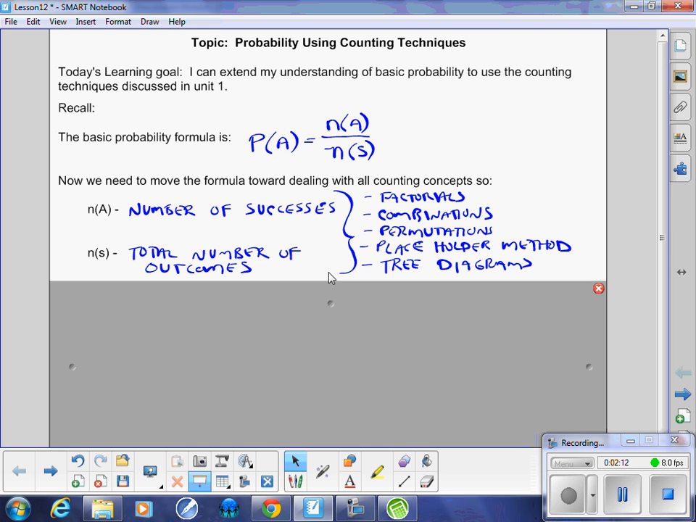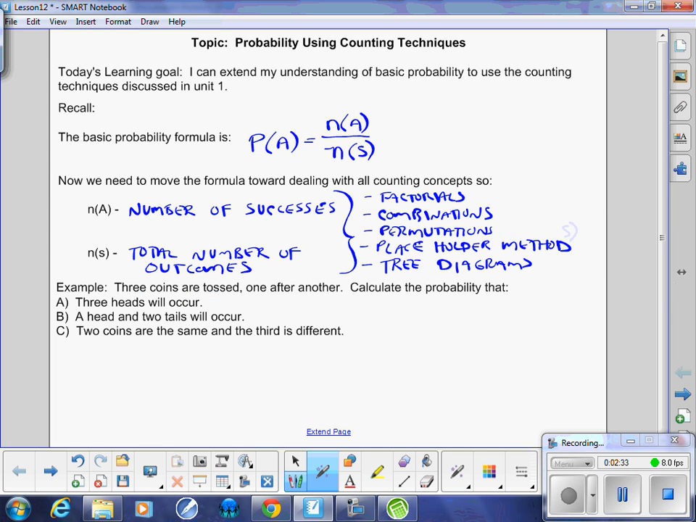And we don't even have to use the same method for both parts. For example, we may use combinations to get n(A) in the numerator, but in the denominator, we may be using permutations to find the total number of outcomes. So you've got to kind of open your mind to the different methods that exist out there.